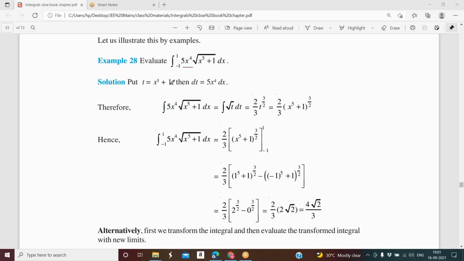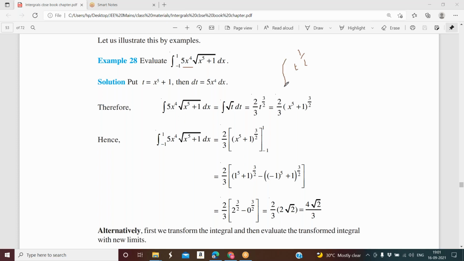Now differentiate with respect to x on both sides. We get dt equals 5x to the power 4 dx. Therefore, the above integral becomes: what is 5x power 4 dx? It is dt. What is square root of x power 5 plus 1? It is square root of t. So you will have integral of square root of t dt. What is square root of t? This is nothing but t to the power half.